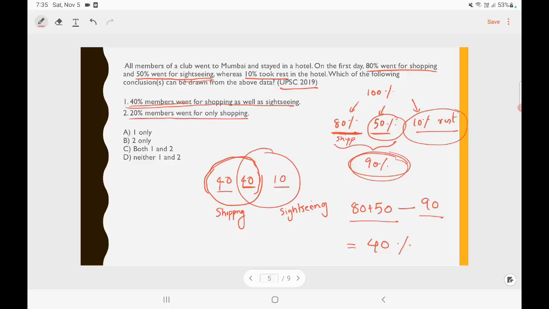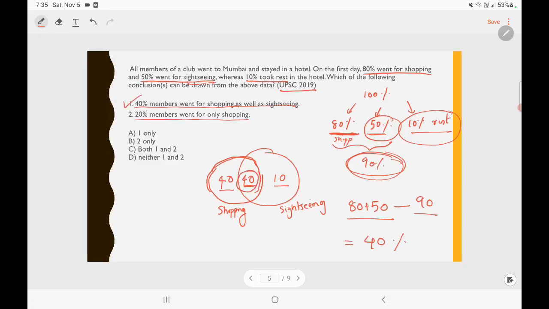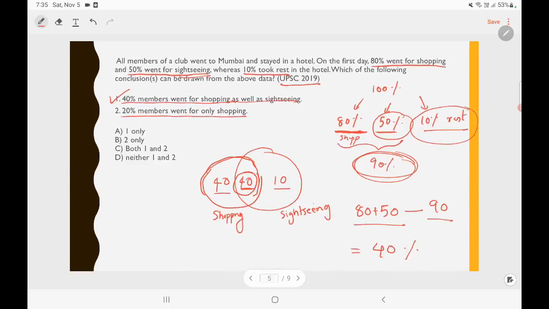Now let us look into the first statement. First statement says that 40% members went for shopping. So here shopping as well as sightseeing. What is the percentage of people who went for both? It is 40%, right? So this statement is correct. Now 20% members went only for shopping. So how many percentage of members went only for shopping? It is 40, not 20. So this is a wrong statement. So option A is the right answer.